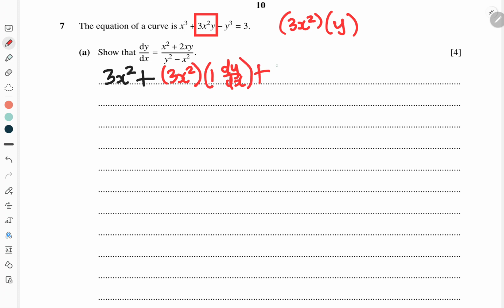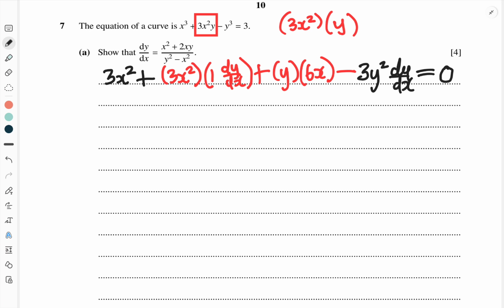Plus v du, that's y times the derivative of 3x squared, which is 6x, minus the derivative of y cubed, that's 3y squared dy/dx. Don't forget, you put dy/dx when you differentiate a y term. This is equal to, then you differentiate your 3, which is a constant, and that gives you a 0. You are done differentiating. So what's left?